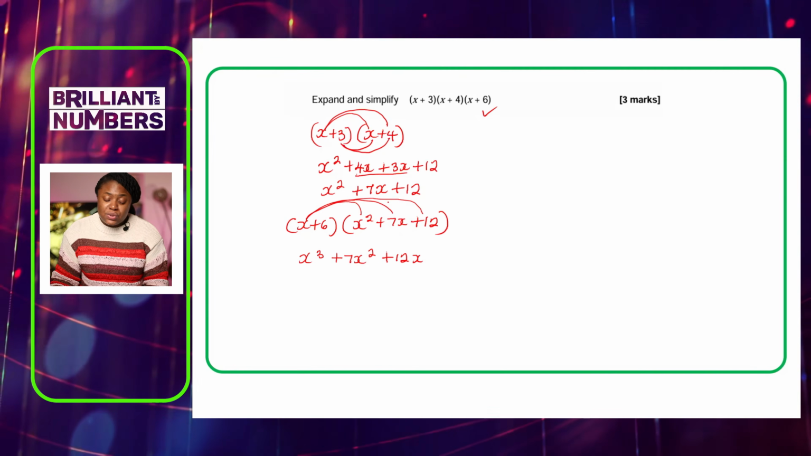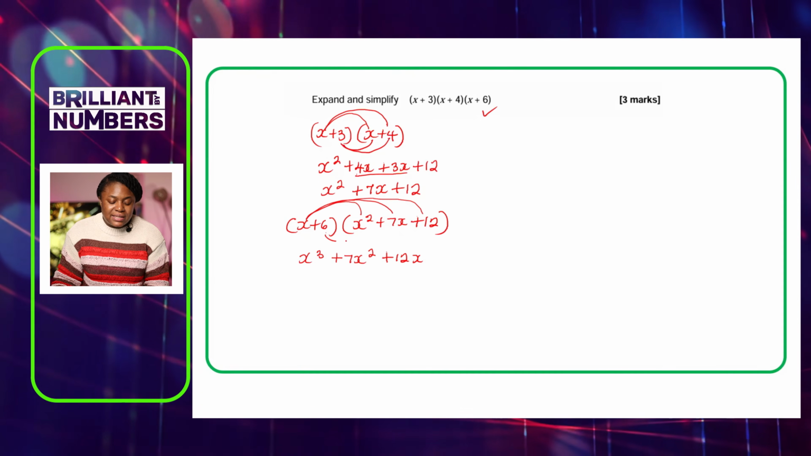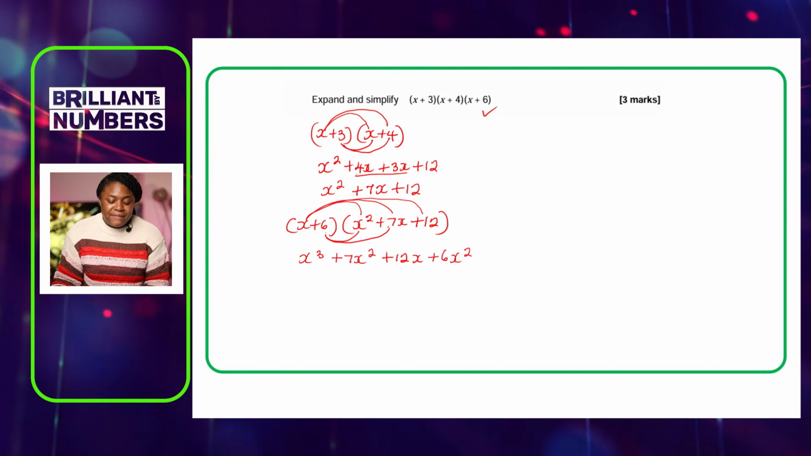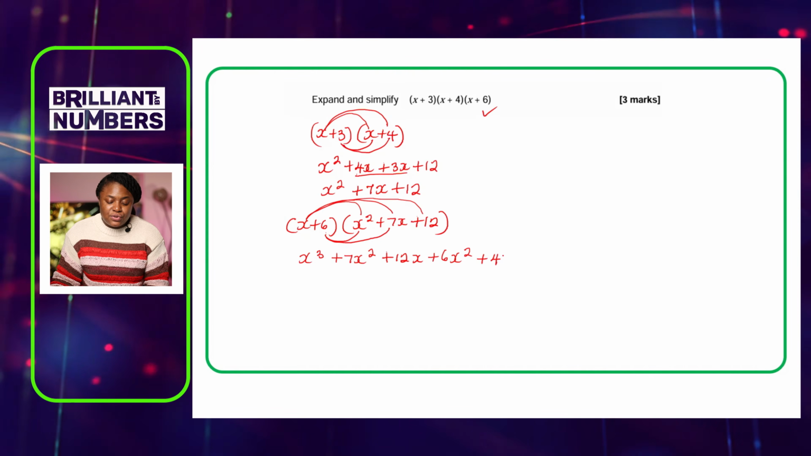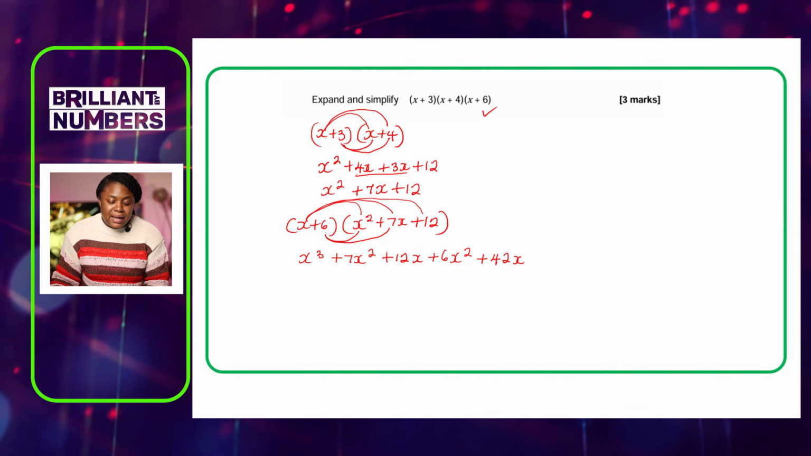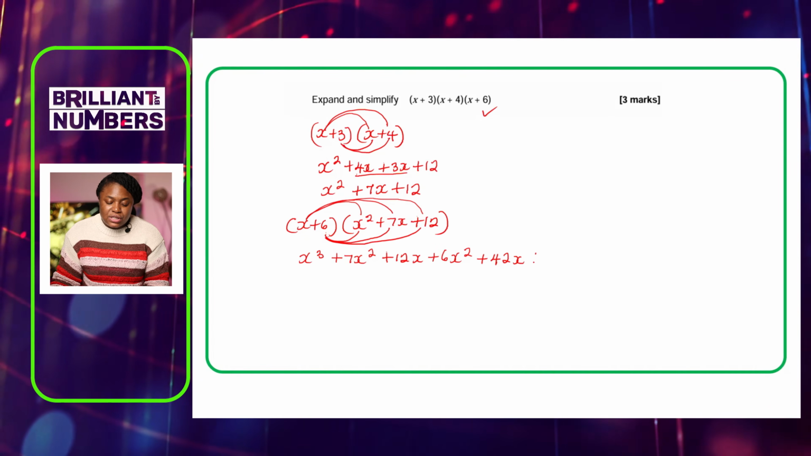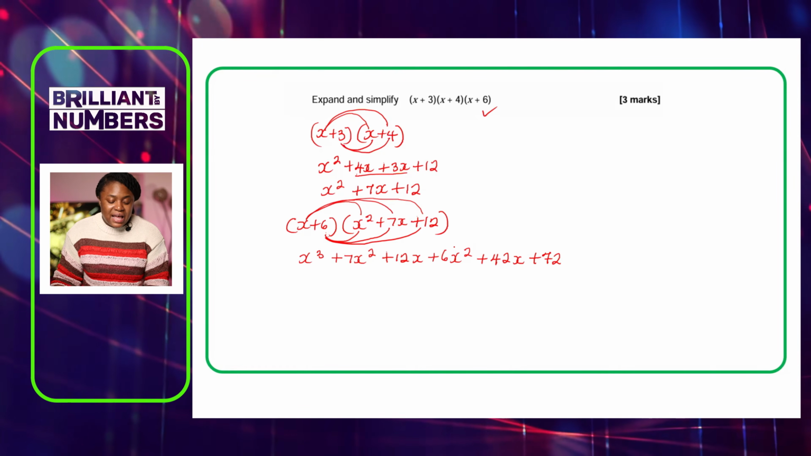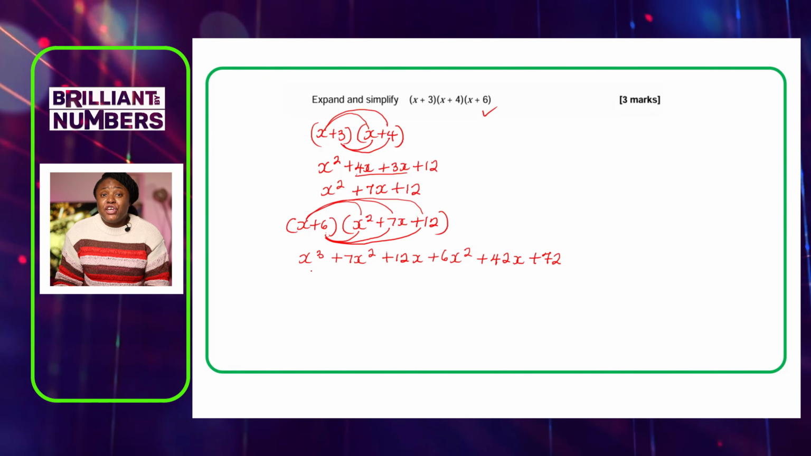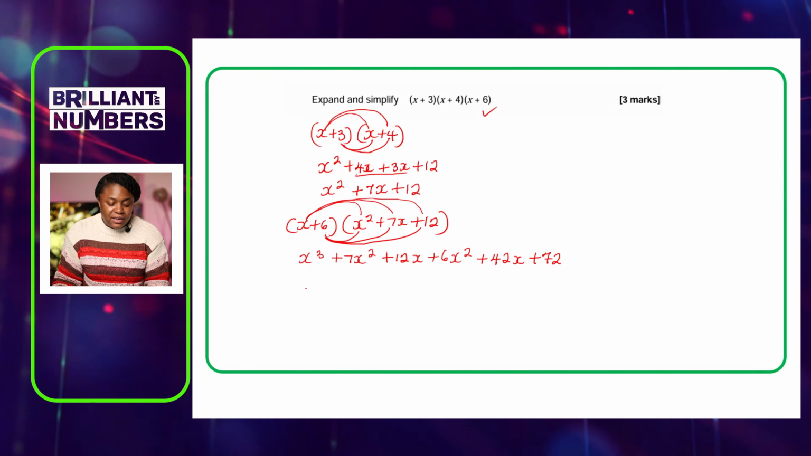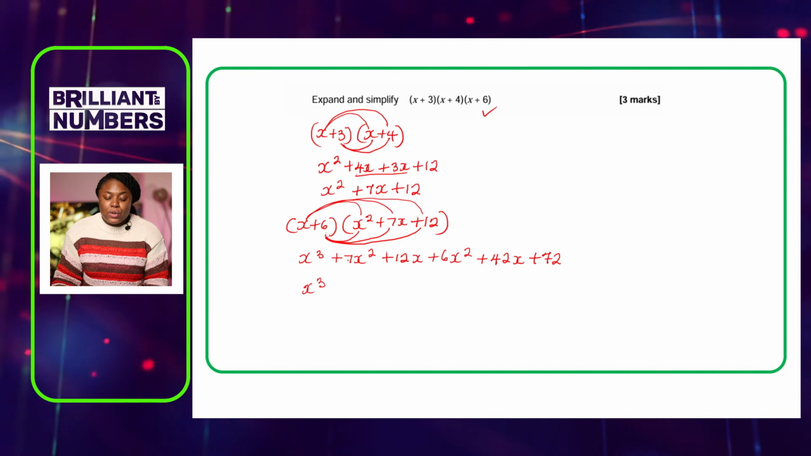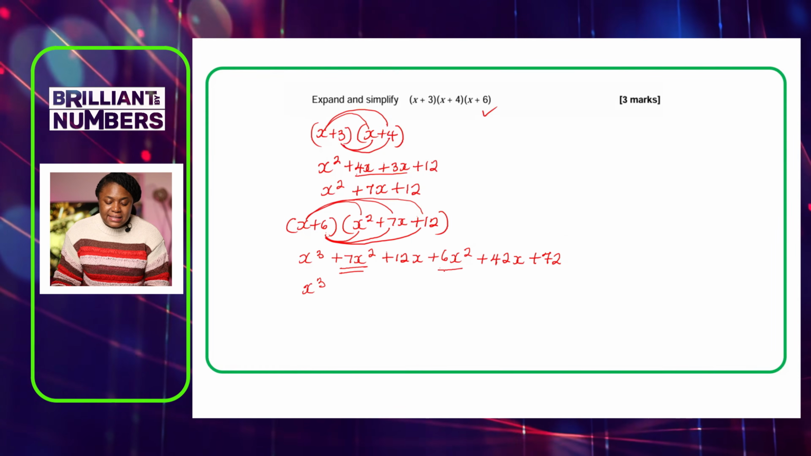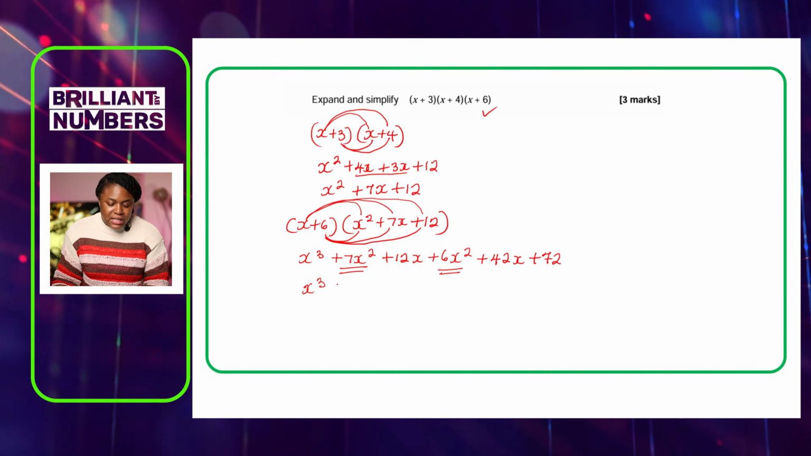We then go on to use the 6 to expand the bracket. So 6 times x squared is 6x squared. 6 times by 7x is equal to 42x. 6 times by 12 is equal to 72. So now we need to collect our like terms. So for our x cubed, there is no other value that adds to that. So x cubed, we now look for our squares. So we've got 7x squared and 6x squared. 6 add 7 is 13.